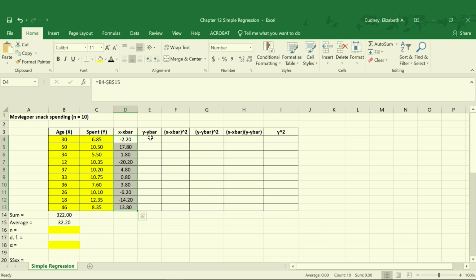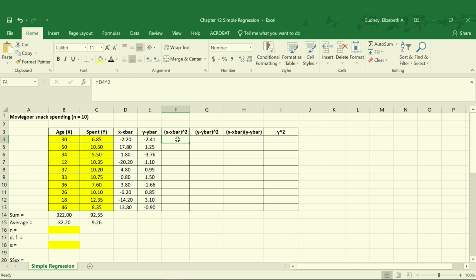For our equation, we'll also need our y minus our y bar. To do that, we'll also calculate our sum for our values of y, which is 92.55, and then also our average for our y values. Then our y minus y bar will be each value in our C column minus our average for y. Then we have our values for our y minus y bar.